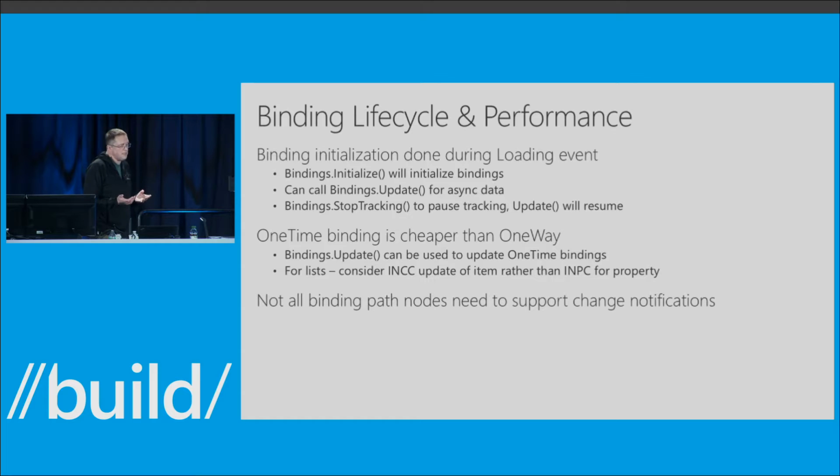Not all the binding paths need to support change notifications. If I've got a one-way binding, for every node in there, we will look to see whether it's a dependency property or implements INotifyPropertyChanged. If it does, great, we'll register. If we don't, it doesn't matter as long as one part does, and that's what you care about for the listening.